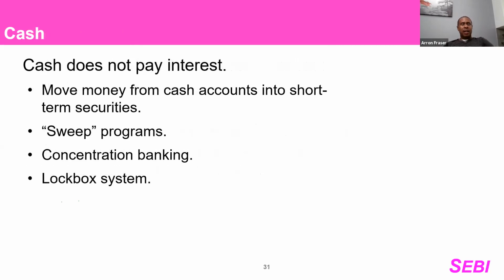And then there's a couple of things that you should bear in mind. Cash doesn't pay interest. So if you hoard all the monies in your bank account, especially now, some banks are not even paying any interest. Some are paying very, very small interest, maybe less than 0.5%, right?